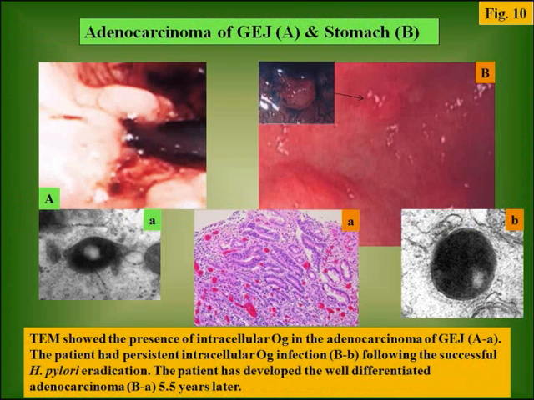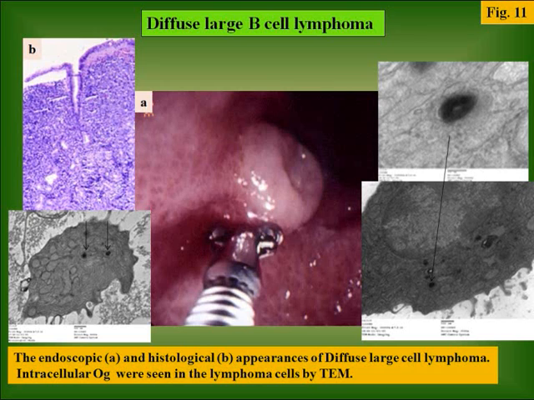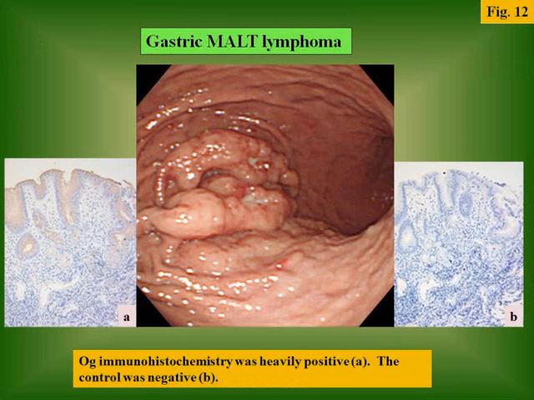The figure shows the intracellular presence of OG by TEM in the adenocarcinoma of the GE junction, and the case where the patient who had a persistent OG infection has developed adenocarcinoma of the stomach 5.5 years after the successful H. pylori eradication. The figure shows a case of a diffuse large B-cell lymphoma with intracellular OG in the lymphoma cells. The figure shows a strong OG immunoreactive case of a gastric MALT lymphoma.